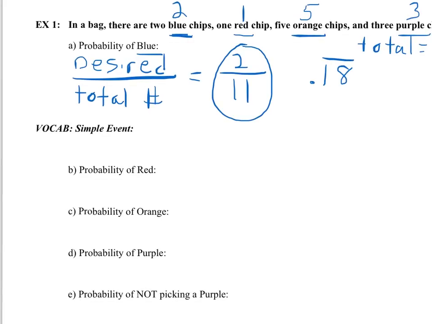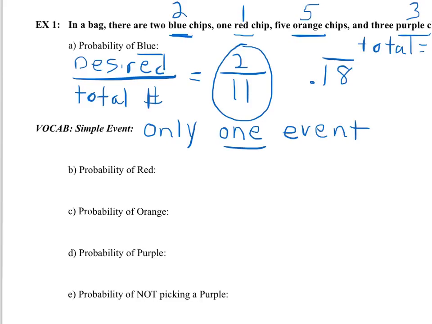Vocab, simple event. This is actually a really simple definition. A simple event is only one event. Only one event.